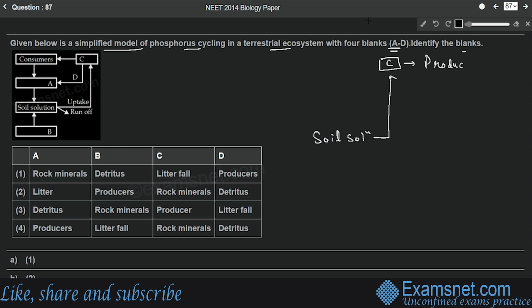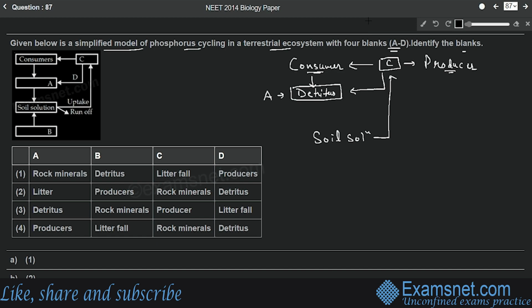Okay, so producers or the plants can take up the minerals, especially we are talking about the phosphorus here, from the soil solution and convert it into organic compound that will get transferred to the consumers when they feed on the plants. Now consumers can be herbivores as well as carnivores. So herbivores will feed directly on the plants, whereas carnivores will feed on herbivores. So this way organic compound will be transferred to them. Now when the consumers die or when the plants die, they will get converted into the dead organic matter, and that is known as detritus. So A represents the detritus.